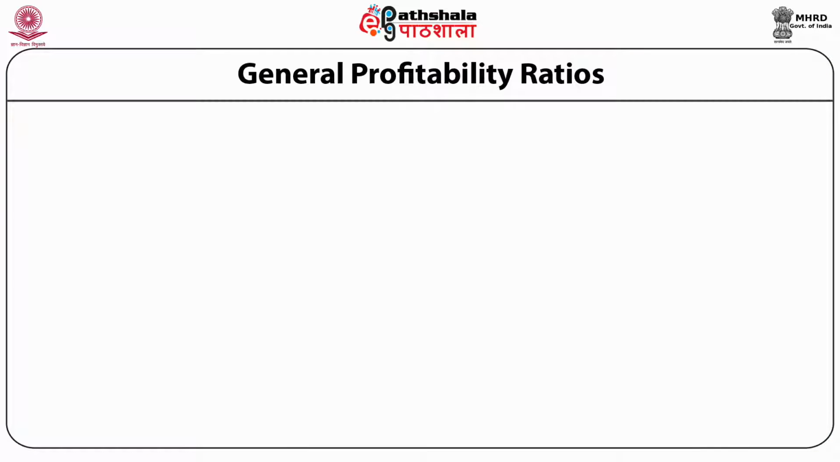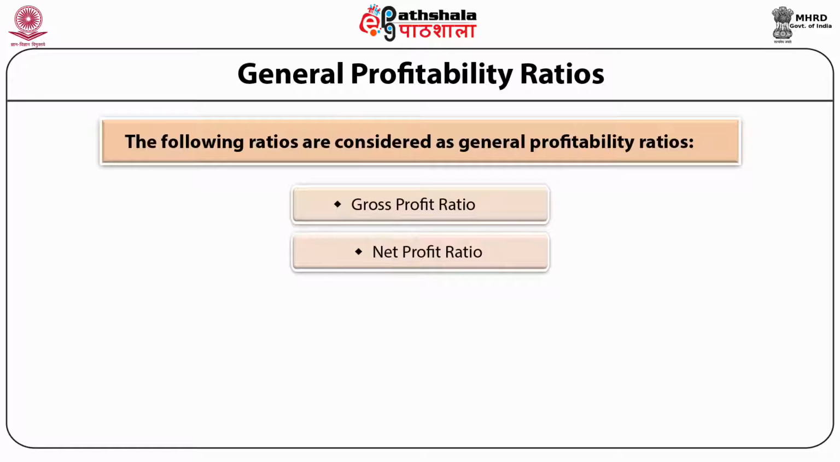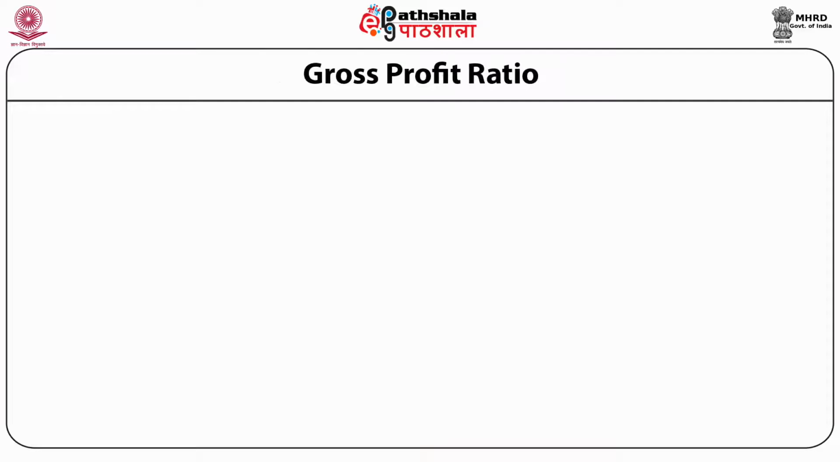Profitability ratios. Profitability ratios are of 5 types. First, gross profit ratio. Second, net profit ratio. Third, operating ratio. Fourth, operating profit ratio. Fifth, expenses ratio. Let us discuss each one in detail.